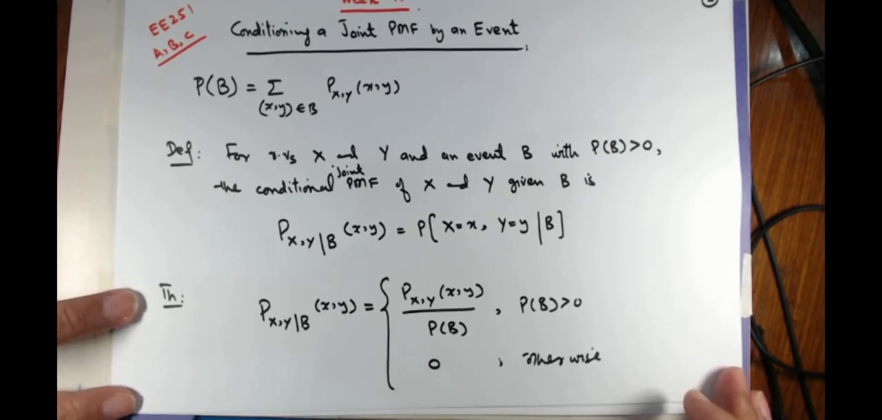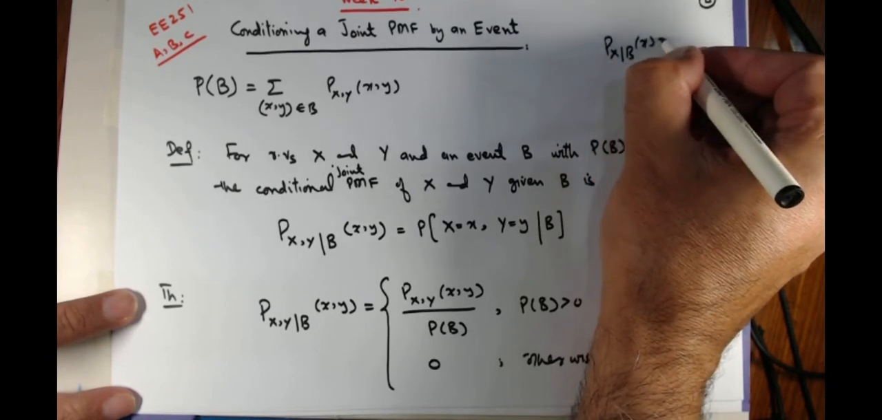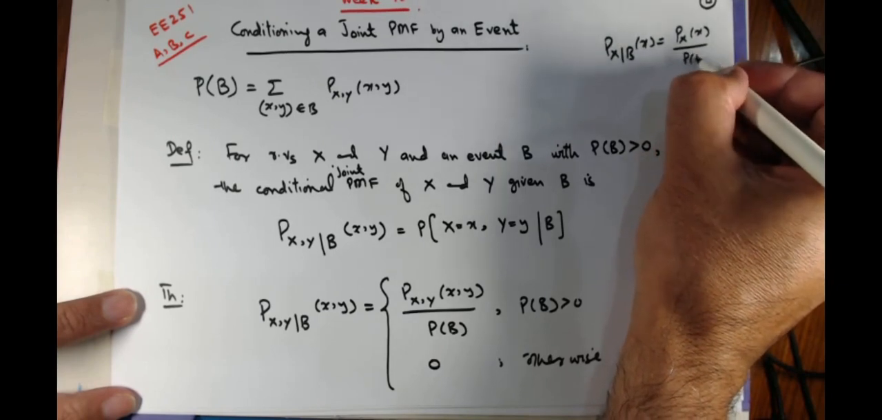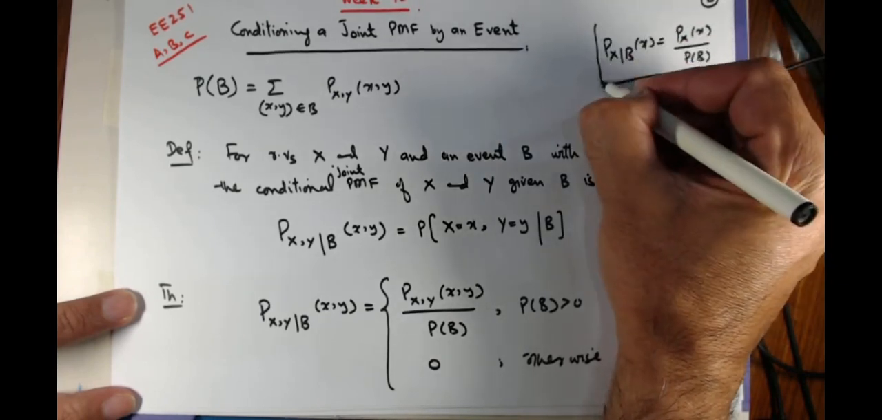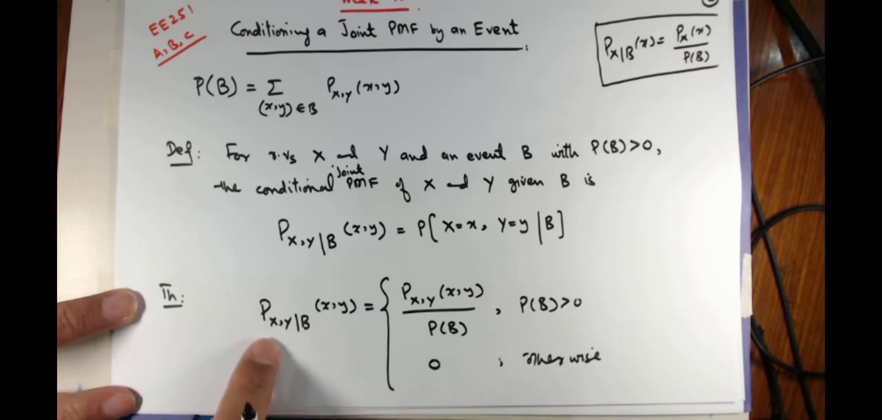And if you recall, we did roughly the same thing for the one-dimensional distribution, where we had P sub x given B of x, and that was the original PMF of x divided by the probability of the conditioning event. Same is true here, except that now we have a two-dimensional distribution. So to find the conditional distribution of x and y given B has occurred, you utilize this.